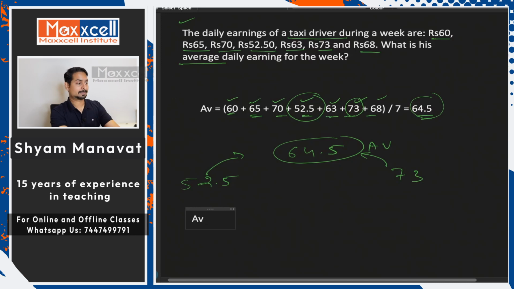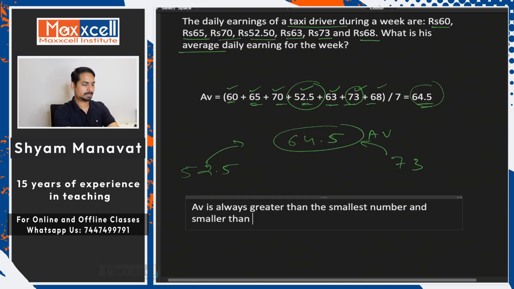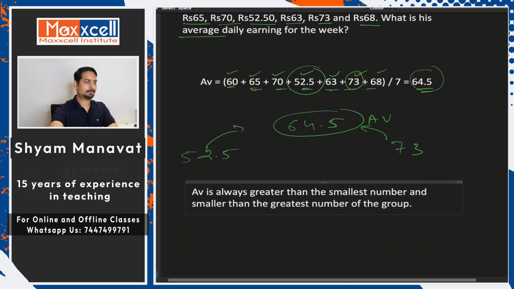So keep writing this. Average is always greater than the smallest number and smaller than the greatest number of the group. Group means group of numbers. Okay, so this is the learning from this particular question.